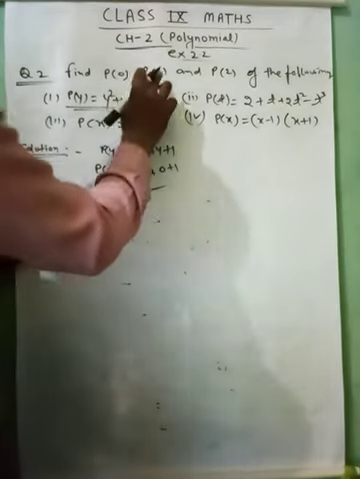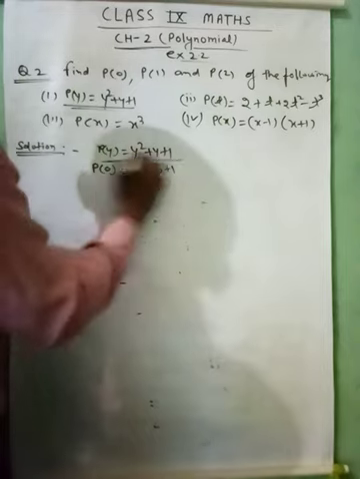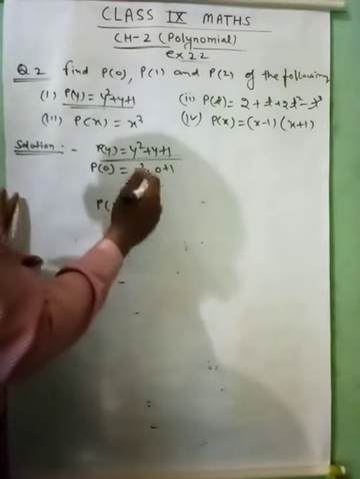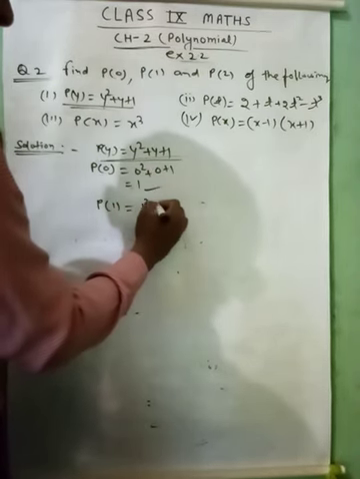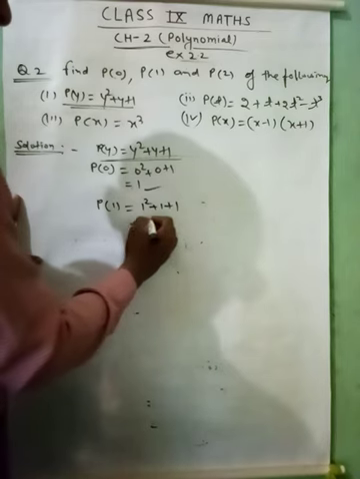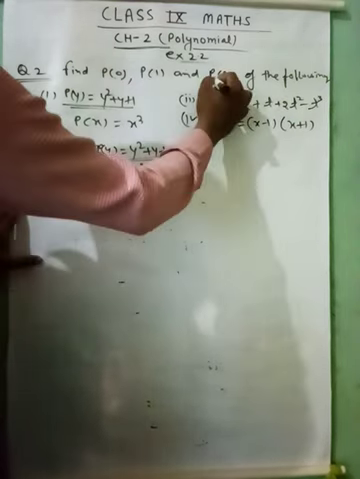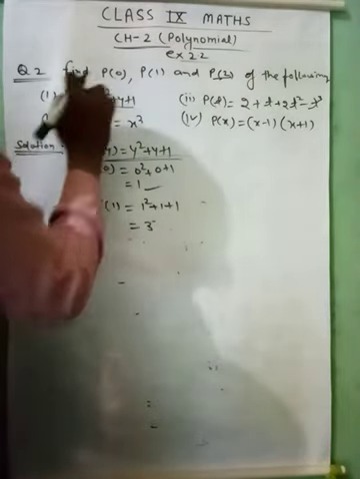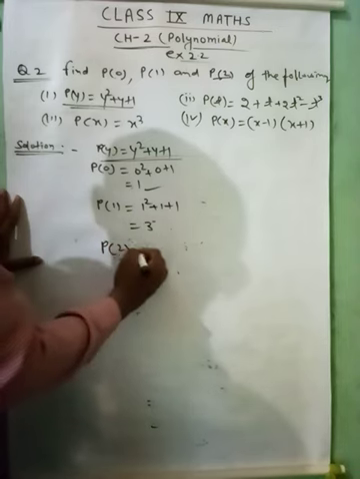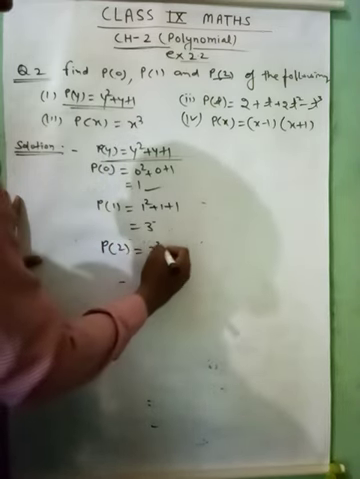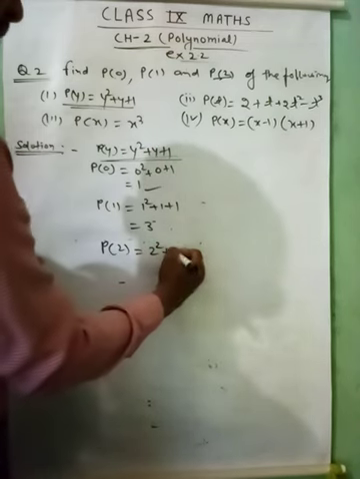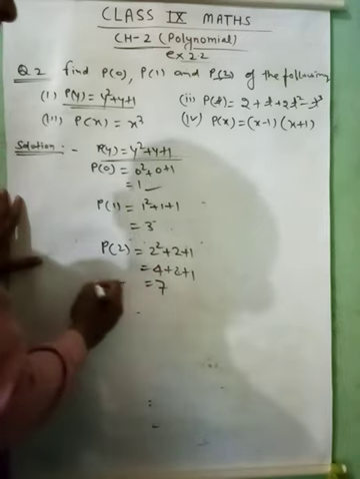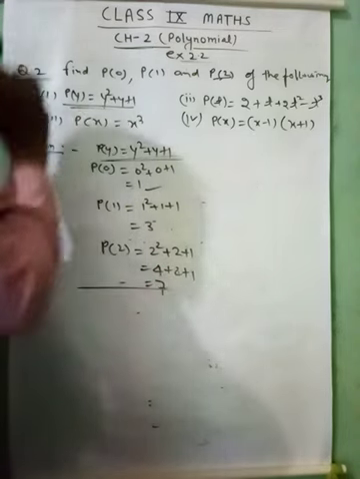Now you have to put 1 in this equation. So when we put 1 at the place of y, it will be 1 square plus 1 plus 1. It means it will be 3. Next p(2), you have to put the value 2 at the place of y in this equation. So p(2) is equal to 2 square plus 2 plus 1. It means 4 plus 2 plus 1. It means 7. Clear? It's your answer for this equation.